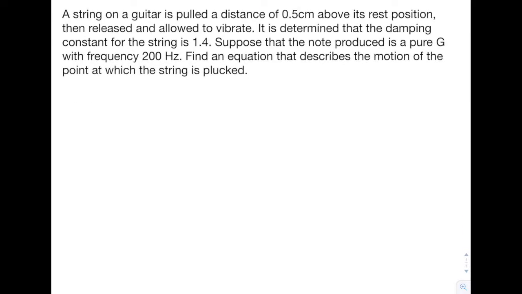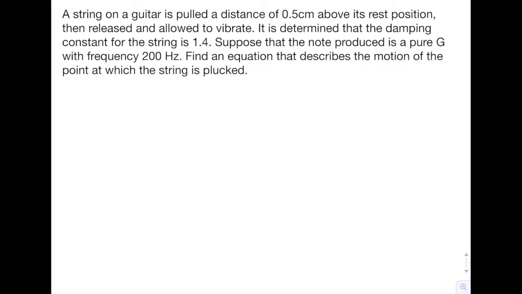So here's our first example. A string on a guitar is pulled a distance of 0.5 centimeters above its rest position, then released and allowed to vibrate. It is determined that the damping constant for the string is 1.4. Suppose that the note produced is a pure G with frequency 200 Hz. Find an equation that describes the motion of the point at which the string is plucked.